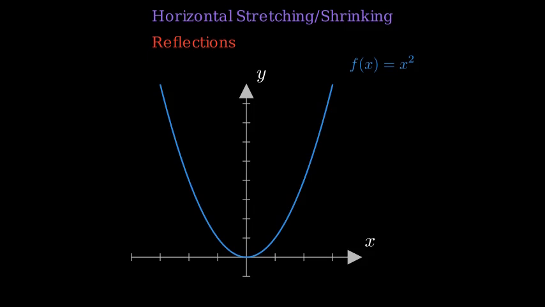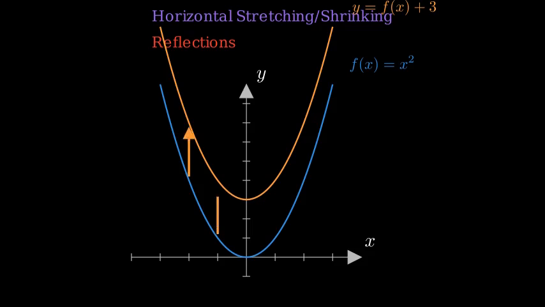Let's begin with vertical translations. When we add a positive constant c to our function, the graph shifts upward by c units. For example, if we have y equals f of x plus 3, every point on the original graph moves up by 3 units. The point rule is replace each point (x, y) with (x, y plus 3).